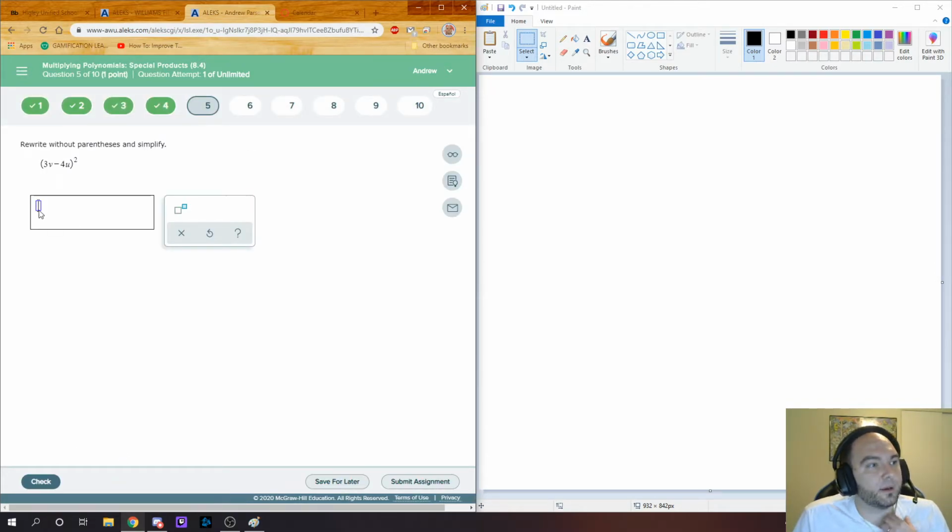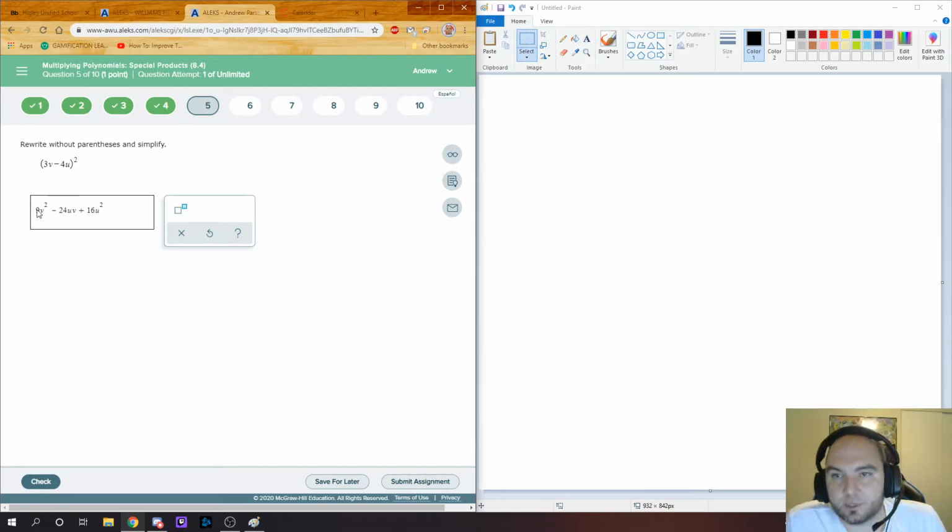Let's keep it going. Now we got double letters. Double letters seem a little more confusing, but it's still quite possible to do. So this would be 3v times 3v, 9v squared. The middle one's the tricky one. 3v times negative 4u is negative 12uv. You double that to get negative 24uv. And then last up is negative 4u times negative 4u, which is positive 16u squared.